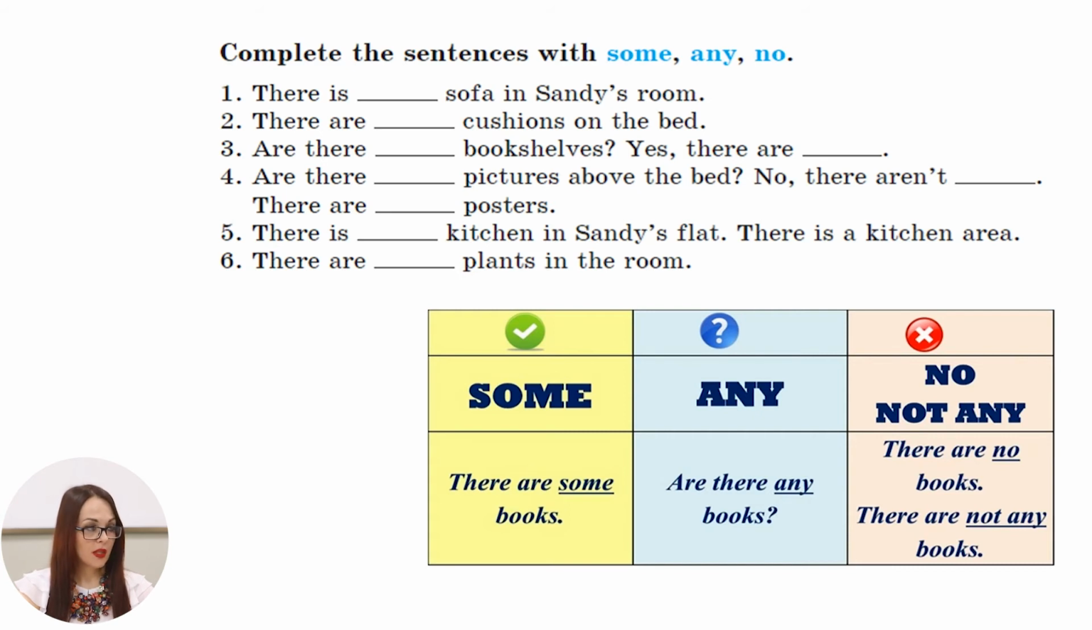The first one. There is no sofa in Sandy's room. Remember the dialogue? He said he has a bed and he uses the bed as a sofa during the day. Number 2. There are some cushions on the bed.